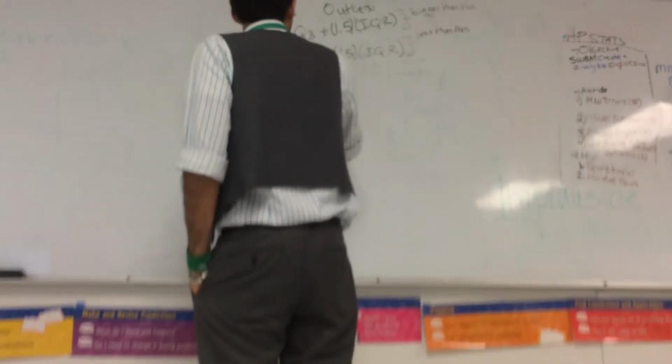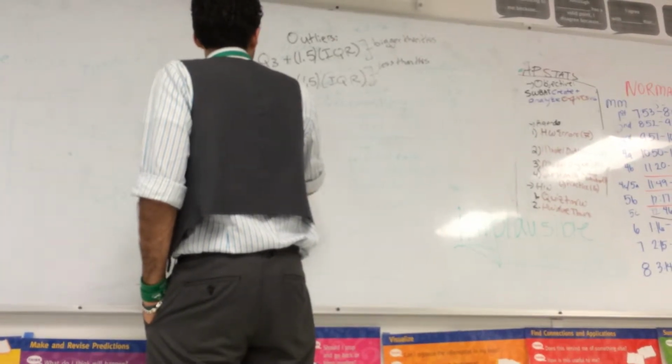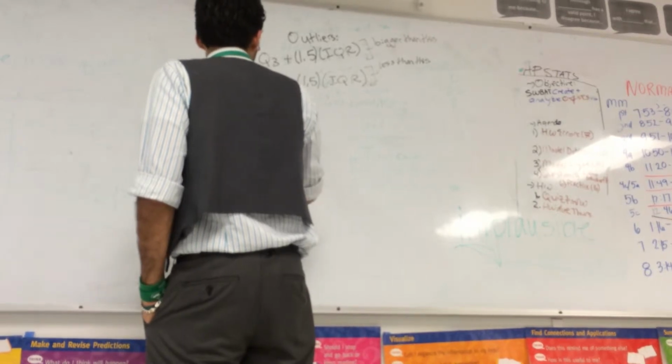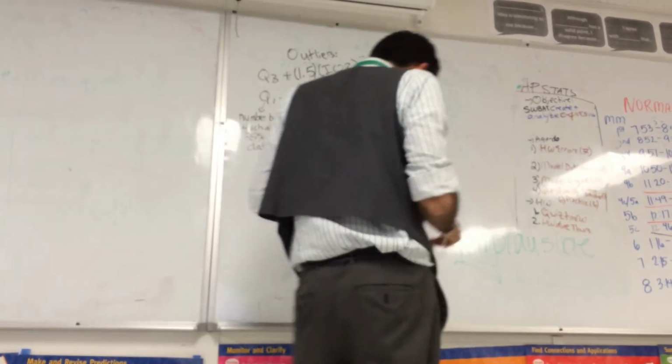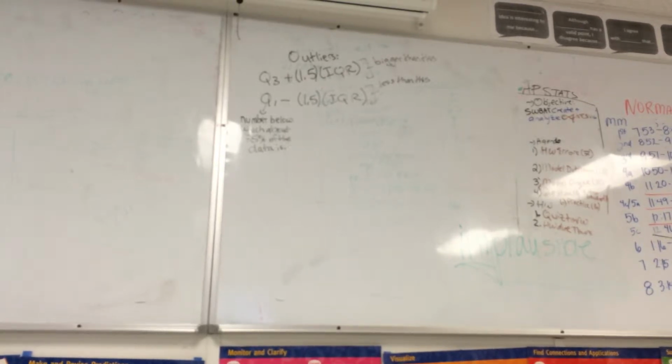Also, Q1 is the number below which about 25% of the data is. So, we definitely already wrote this down, but a lot of people are missing things.